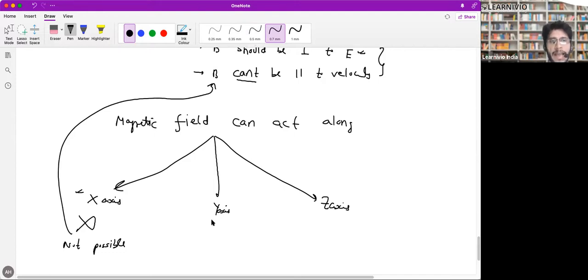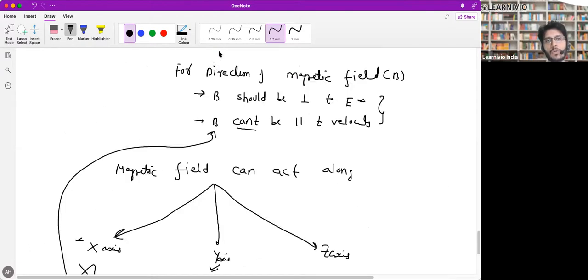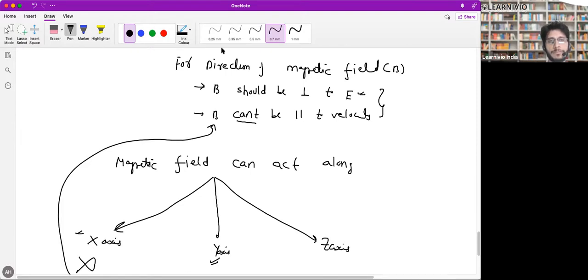Okay, so Shahzada, can magnetic field exist along y-axis? This is the diagram. Can magnetic field exist along y-axis, Shahzada? No, sir. Why not? Read this statement, Shahzada. For direction of magnetic field, the first thing, B should be perpendicular to what? E stands for electric field. Yes, B should be perpendicular to electric field. Now, second statement says B can't be parallel to velocity.